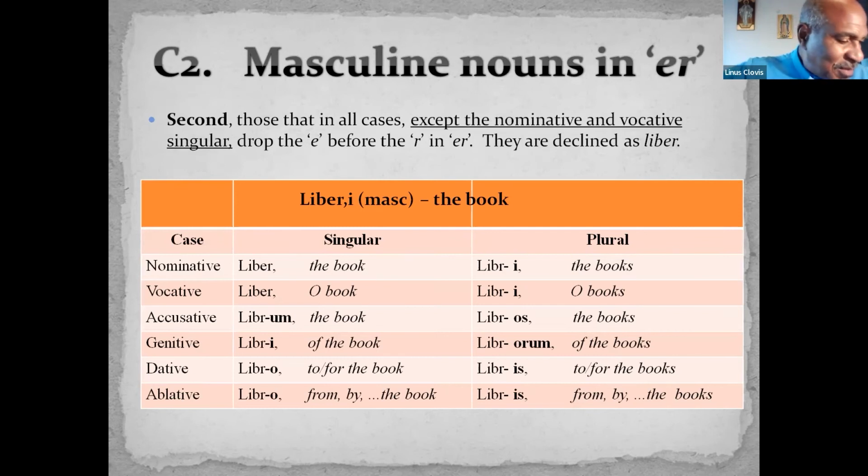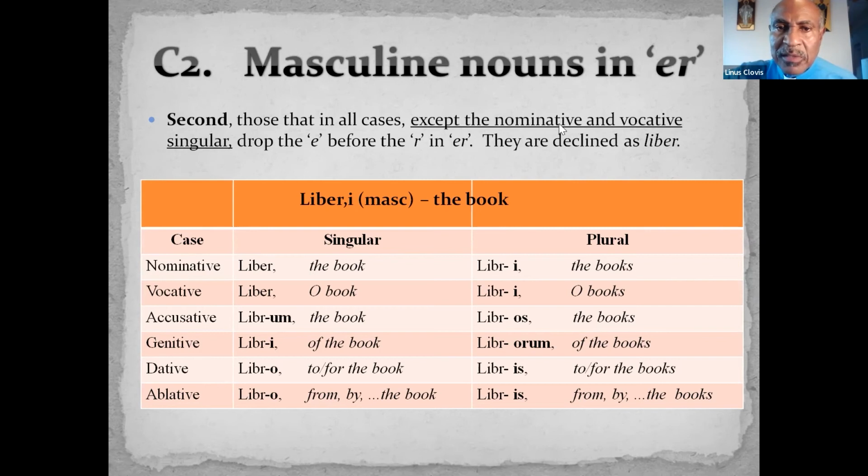Let me see. We need either. Okay, we can go through this. If there's need, I can go over it again next week.